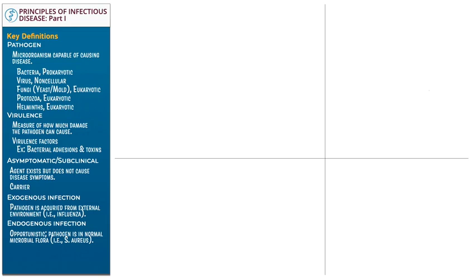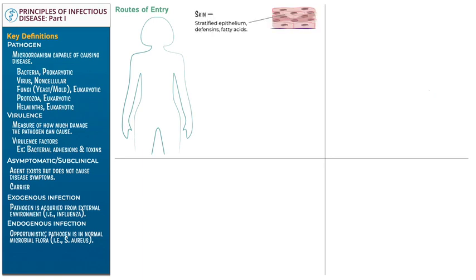With these definitions in place, let's illustrate some common routes of pathogen entry. First, indicate that entry through the skin is typically blocked physically by the stratified epithelium of the epidermis, and chemically by antimicrobial defensins and fatty acids. When these barriers fail, microorganisms from the surface of the skin, such as the bacteria Staphylococcus aureus, can gain entry.